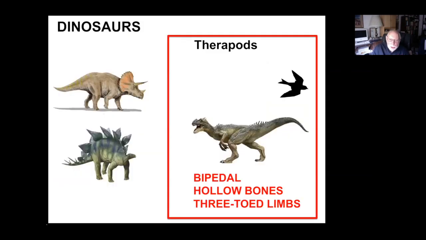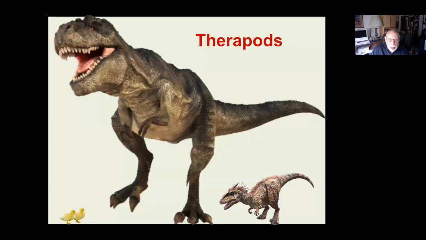The theropods were characterized by being bipedal. They walked on two legs, their hind legs. They had hollow bones and three-toed limbs, just like birds. And so Tyrannosaurus rex, Velociraptor, and ducklings are all theropods.